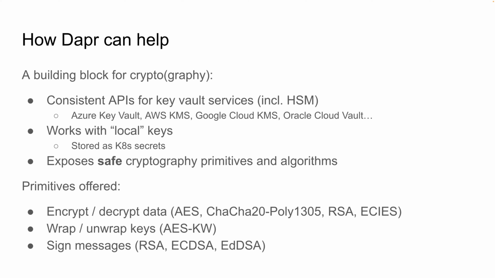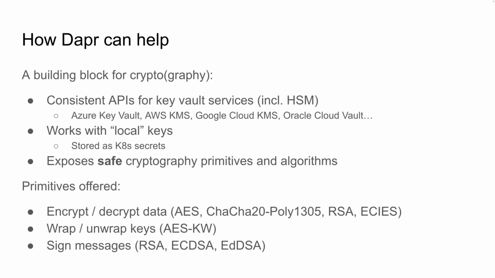So the crypto officer in your team can rotate keys, and they are the only ones that can know what the keys are, and no one else inside the company, not your developers, no one else needs to see the keys. Another benefit is that Dapr can expose only safe crypto primitives.